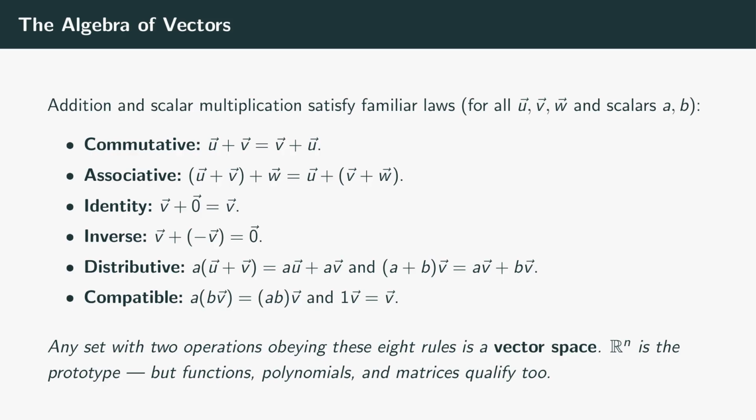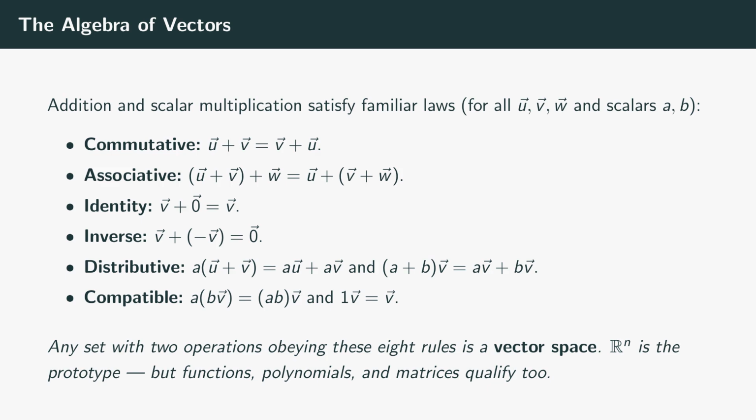Scalar multiplication distributes in 2 ways. A scalar times a sum of vectors spreads across the sum, and a sum of scalars times one vector spreads too. And the operations are compatible. Multiplying by a, then by b, is the same as multiplying by a times b, and multiplying by 1 leaves a vector unchanged. There are 8 such rules in total, and here's the deep part.